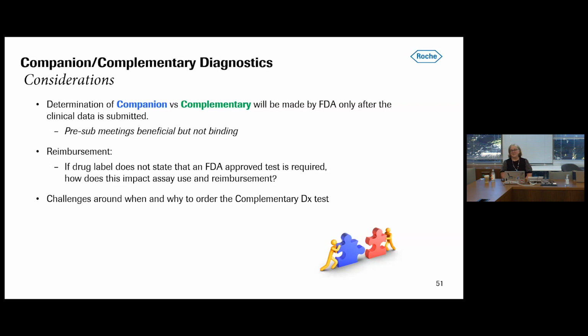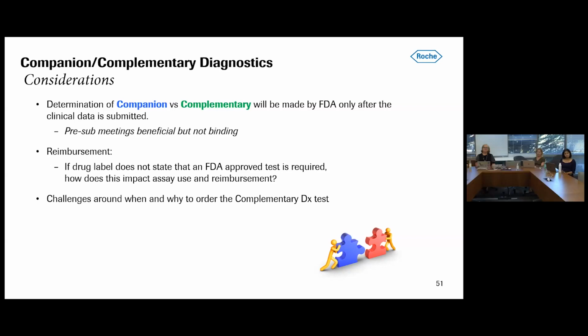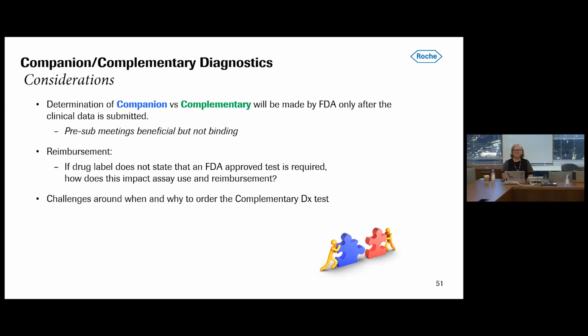And again, the validation and the costs for companion versus complementary are exactly the same. There's no shortcut. Rhea, I have a question. Would companies typically try to position a diagnostic as a complementary versus a companion? Yes, they may come in with the position that they feel the drug is appropriate for an all-comer population, but yet the diagnostic offers significant value to the physician in determining whether to prescribe the drug or not.